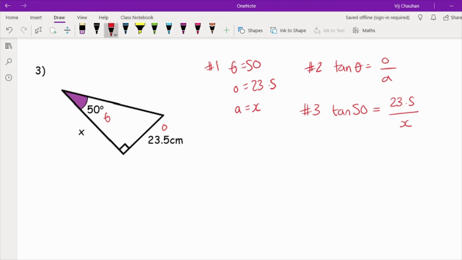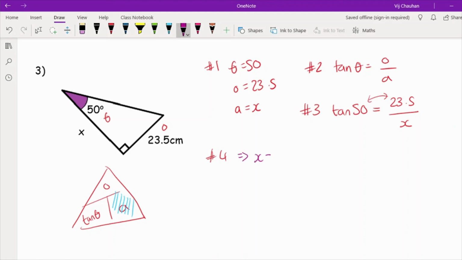Now again, x is the denominator, so I'm going to divide those two things together. So step 4, and again going back to that triangle, excuse the presentation of this. My x is the adjacent, so I'm going to do opposite divided by tan theta, so x equals 23.5 divided by tan 50.